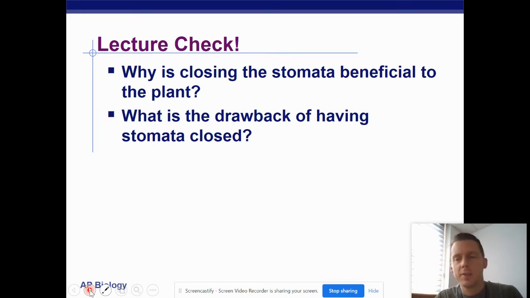All right, so let's make sure that we know what's going on. Our first question, why is closing the stomata beneficial? And then our other question, what is the drawback of having the stomata closed? Take a minute to answer these questions.